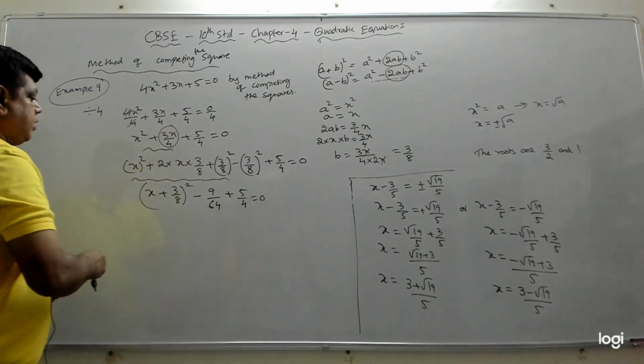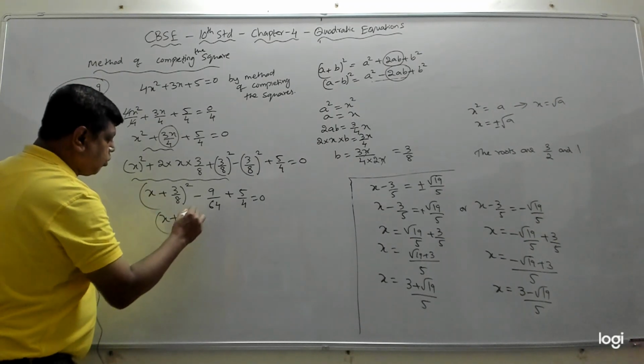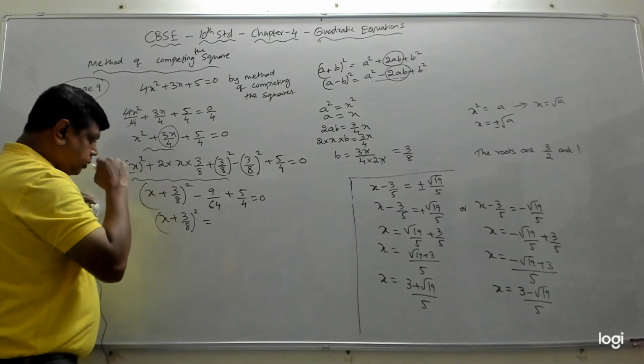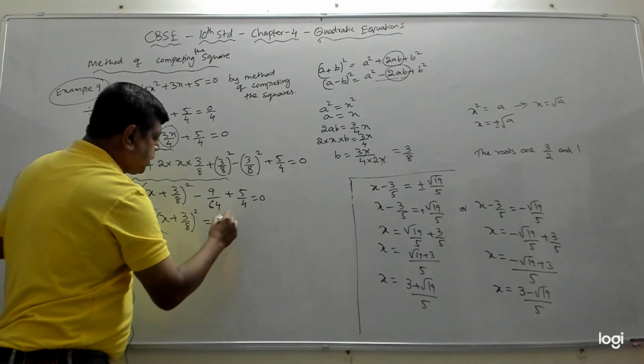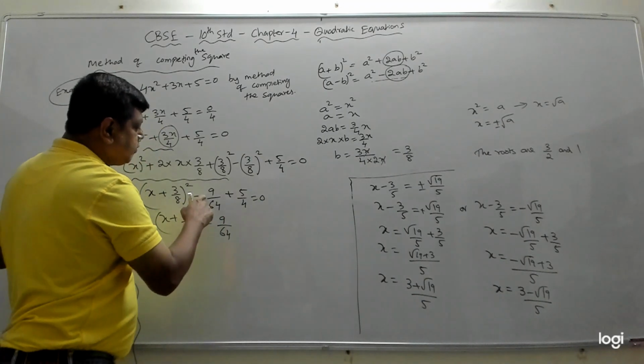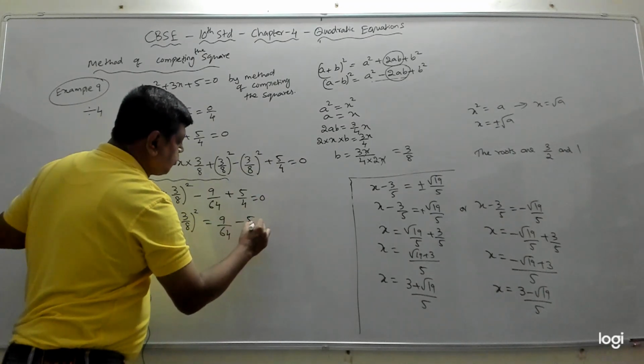Fine. So which means now if I simplify this, I'll get (x + 3/8) whole square equal to, these numbers will go to the other side, RHS, right hand side. So it will become plus 9 by 64, because minus 9 by 64 will go here, it will become plus 9 by 64. And plus 5 by 4, if it goes here, it will become minus 5 by 4.